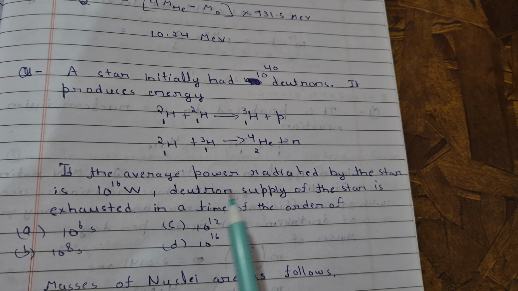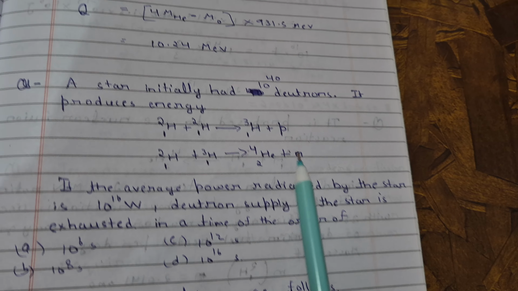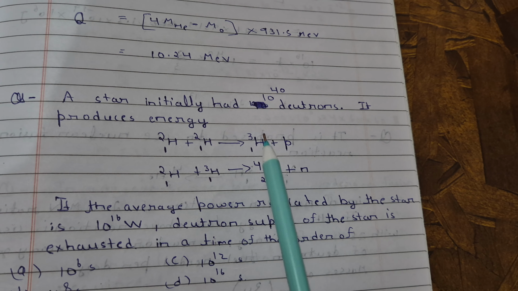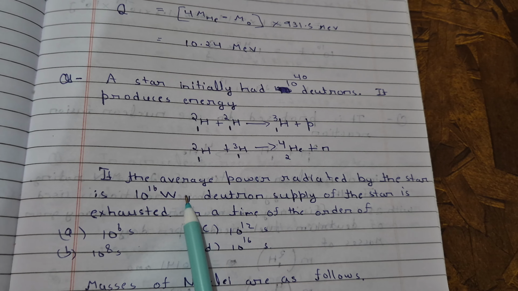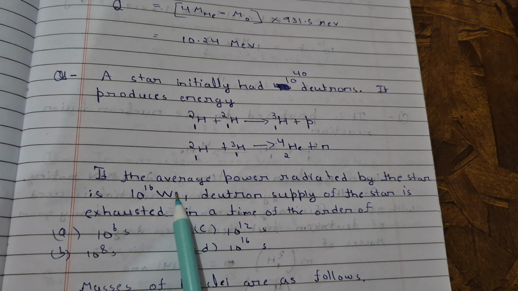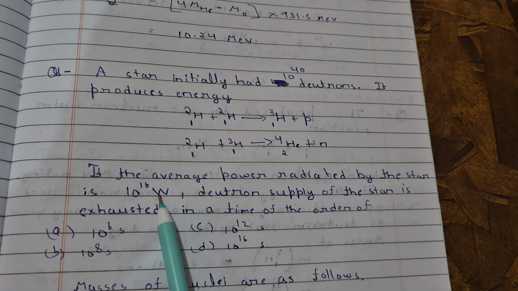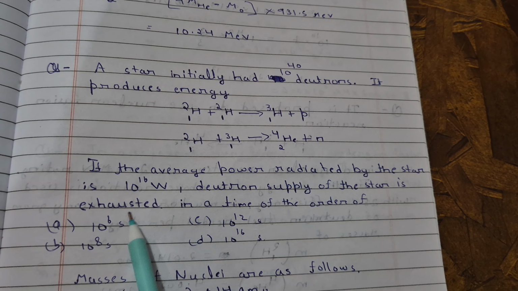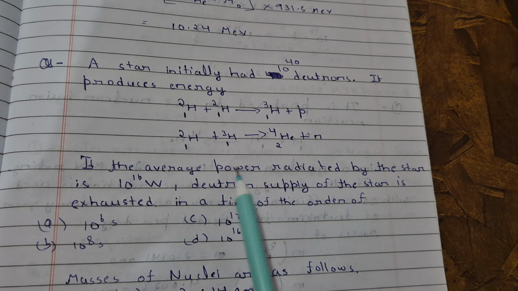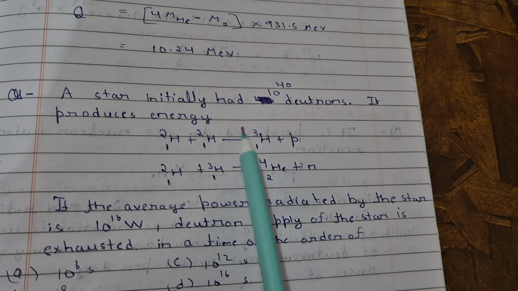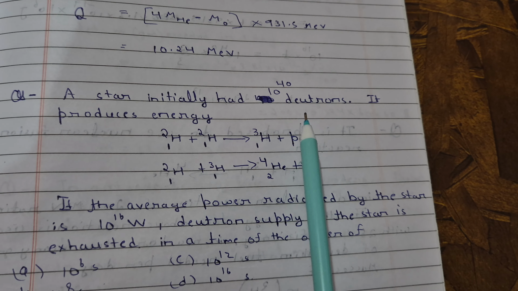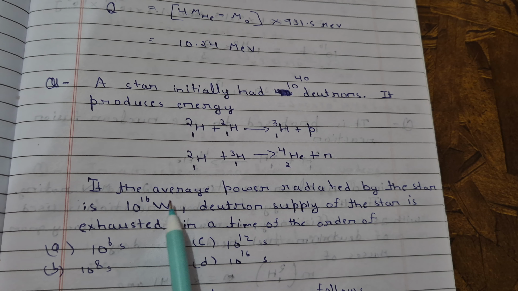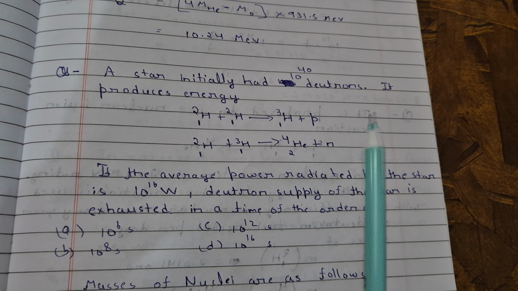So the deuteron supply of the star is exhausted in a time of the order of? This is the number of deuterons available, so how much time will it take to exhaust this complete supply? Now the power is given in watt, meaning this much energy in joule per second is being emitted. If we say in time t this will all be exhausted, then 10 to the 16 multiplied by t seconds will be equal to the total energy. We will find the energy for 1 deuteron and multiply with this number, so that total energy will be equal to 10 to the 16 joule multiplied by t. So that's how we'll do it.